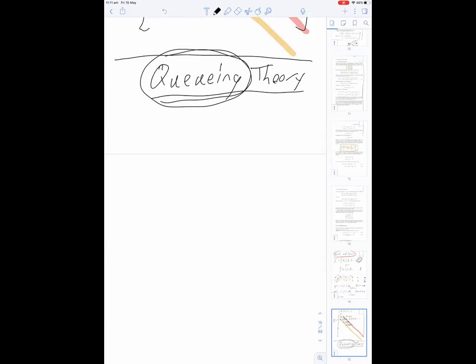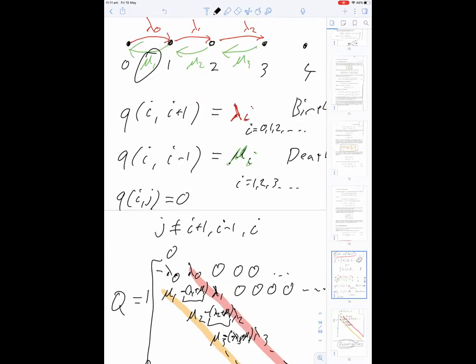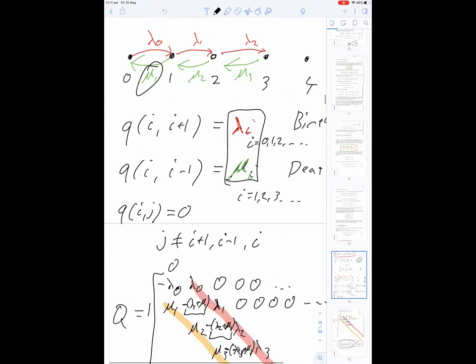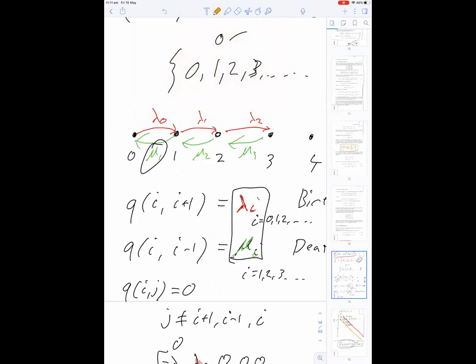Now, Joseph asks, is it possible to get positive Q_ij even if it's not possible to make a jump? No. In the modeling, Q_ij for i not equal to j being positive implies you can make a jump. In a birth death Markov chain, you limit the movements. You cannot have this movement, for example. Otherwise you would have had Q_30 being positive, but Q_30 is actually zero.